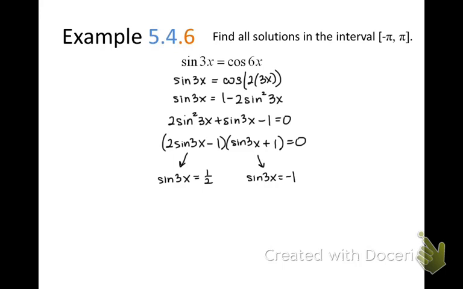All right, so when does the sine equal 1/2? Where?